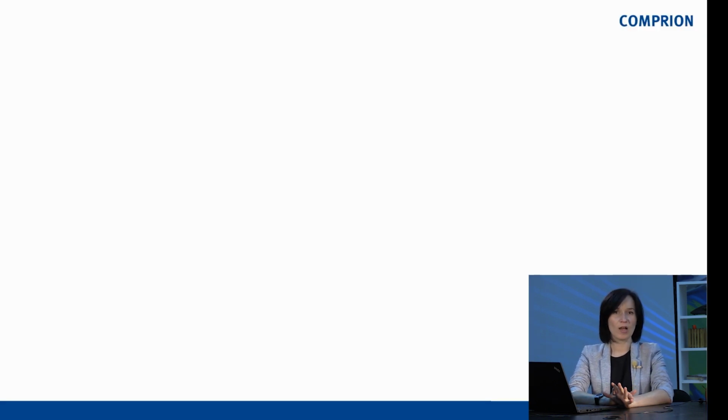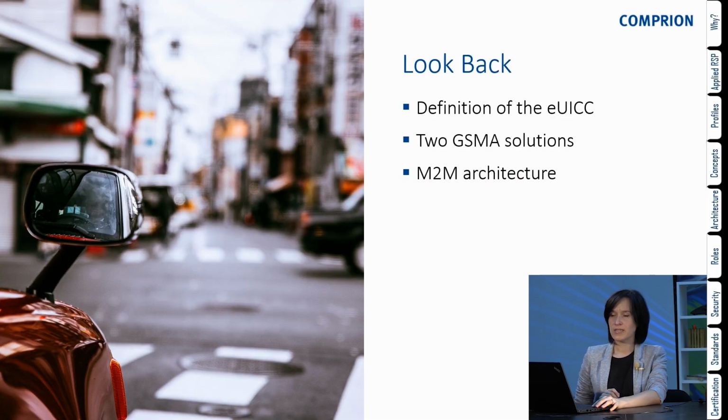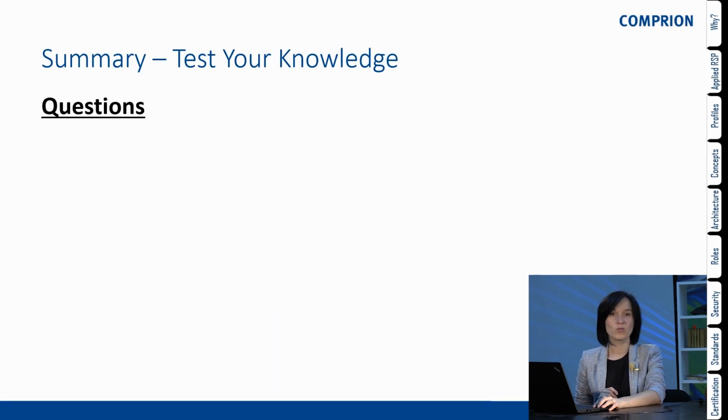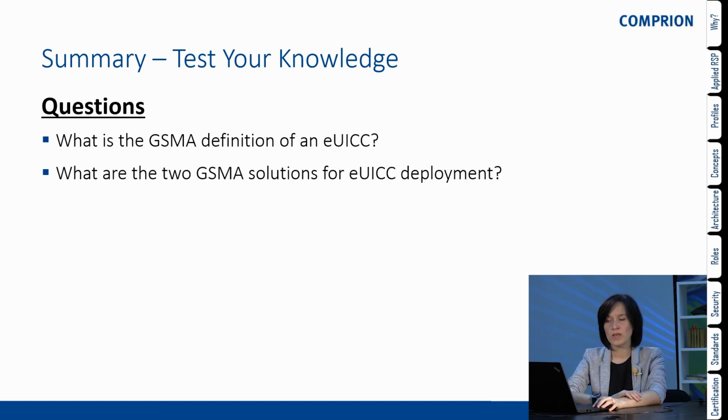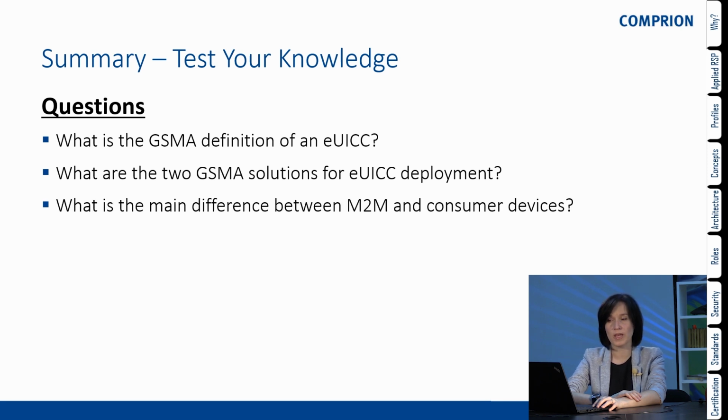We will start with a short repetition of the main topics of the previous parts, just in order to catch up so that you don't get lost with the content of this part. Let's have a look back at the definition of the eUICC, the two GSMA solutions, and the M2M architecture. To summarize or to test your knowledge, we had some questions. What is the GSMA definition of an eUICC? What are the two GSMA solutions for the eUICC deployment? What is the main difference between M2M and consumer devices? What are the common features?